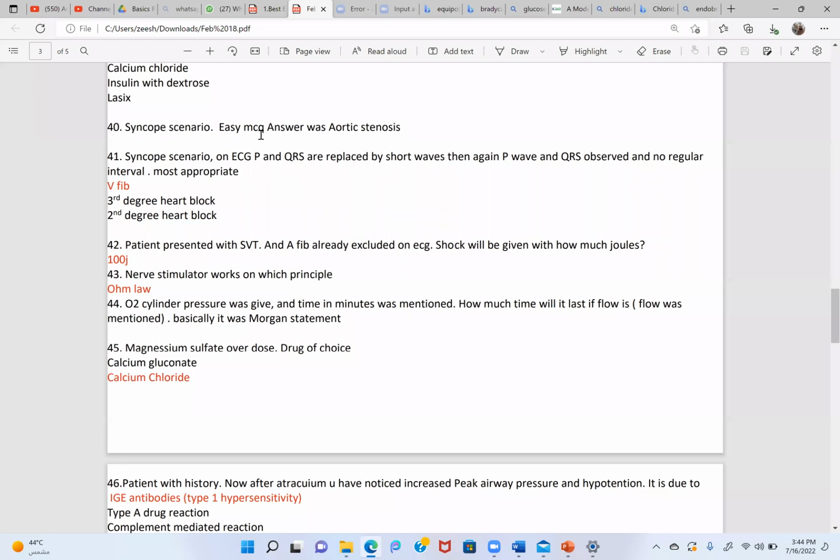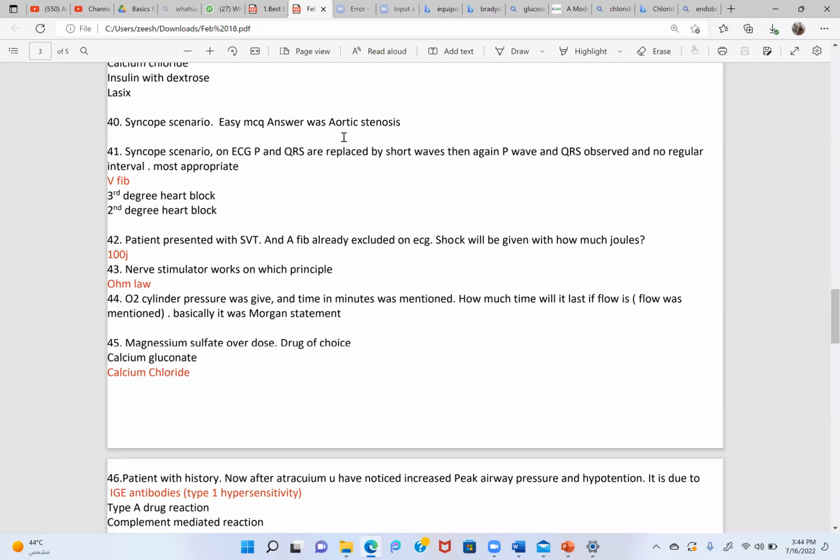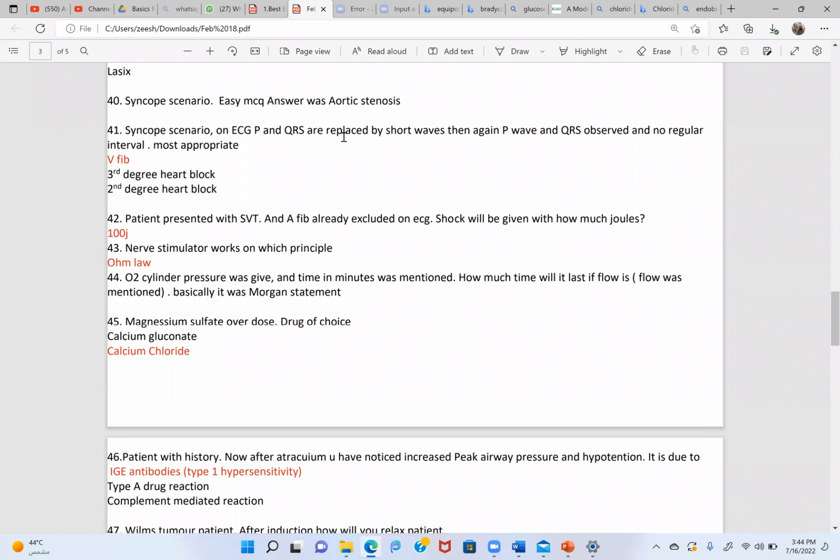So the easy MCQ answer was aortic stenosis. He doesn't want to tell you the scenario. He is only telling that if any scenario of syncope occurs, you write aortic stenosis.